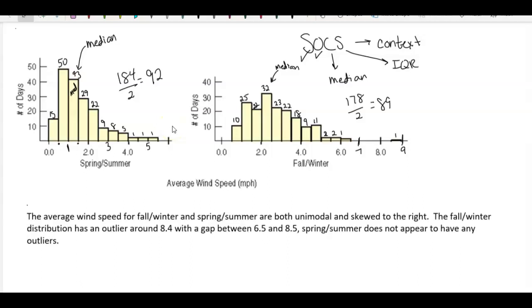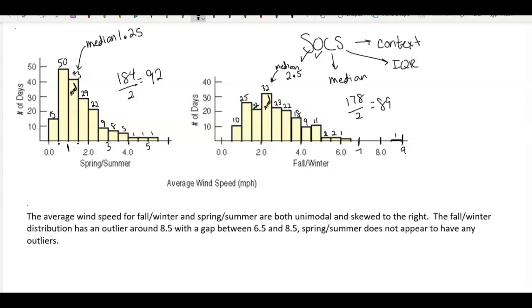So I said there was a gap between 6.5 and 8.5. Okay, so I lost track, but here we go. We're between 6.5 and 8.5. Oh, and I should change this to 8.5. And again, they're just estimates. So right here, I'm saying my median is at about 1.25, somewhere in there. And if you said anything between 1 and 1.5, you'd be good. This median here is right in this one. It's right on the edge. So I would say that one's at 2.5.